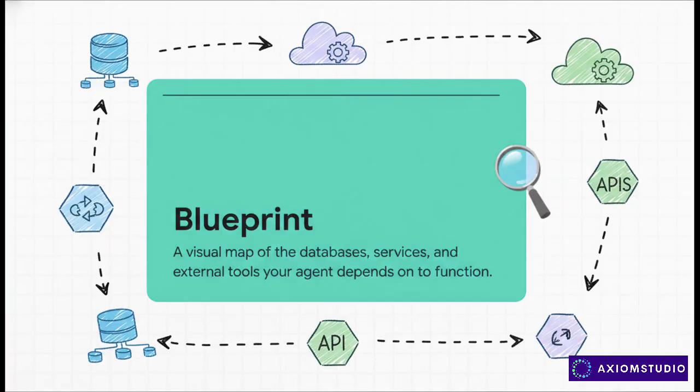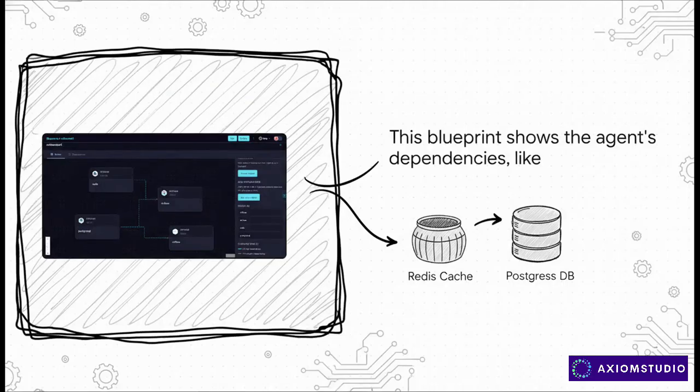So how do you define all those infrastructure needs? You use something called a blueprint. A blueprint is another visual map, but this one doesn't show logic. It shows all the external stuff your agent depends on, the databases, the services, the APIs it needs to talk to. And just like the agent builder, the blueprint is a visual canvas. You can see right here that this workflow needs two key services to work: a Redis cache for super-fast temporary memory and a Postgres database for long-term storage. By mapping it out like this, all those dependencies are no longer hidden away in some config file. They're crystal clear for everybody to see.